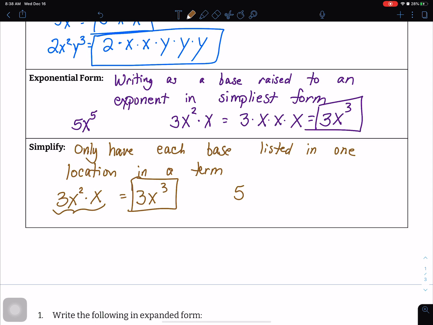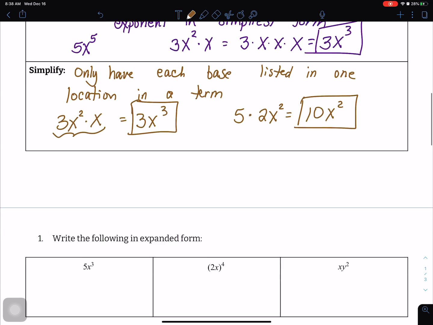Such as if I had 5 times 2x squared, I'm going to simplify that to 10x squared. So I'm not going to have any multiplication problems that I still have to do, any division problems. Everything should be as simplified as we can. And throughout this unit, I'm going to be asking simplify, simplify, simplify. And so that way you have an idea of what we're looking at.